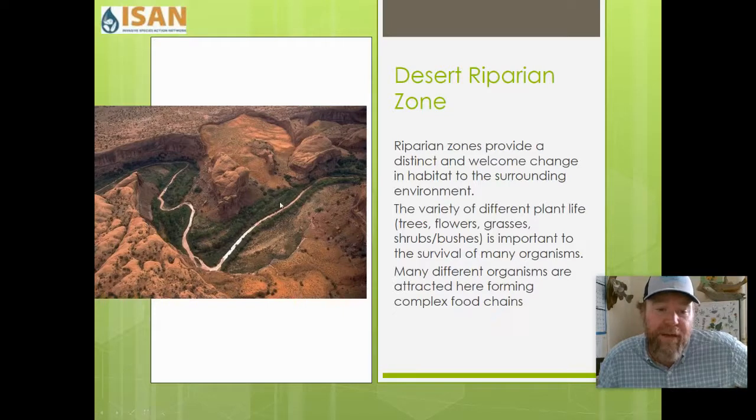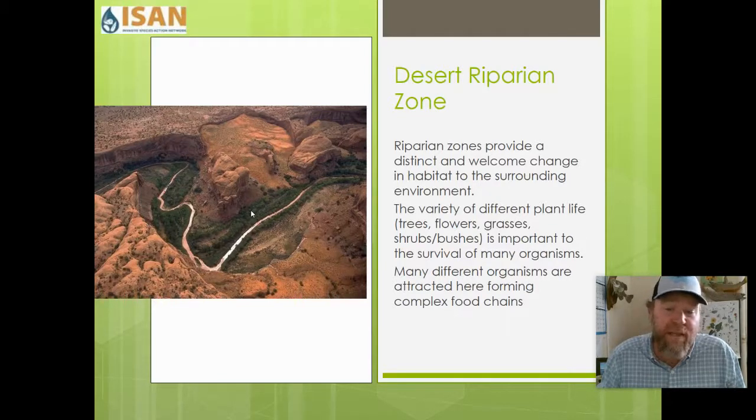And also when you have a multitude of plants, you draw in a multitude of different animals, and you have really complex food webs and food chains happening in those diverse areas. So riparian zones provide a distinct, welcome change in habitat to the surrounding environment in a lot of places. Variety of different types of plant life, trees, flowers, grasses, shrubs, and bushes, and many different organisms are attracted to these areas. And when you bring in lots of different types of organisms, then you have complex food chains in a very healthy environment.